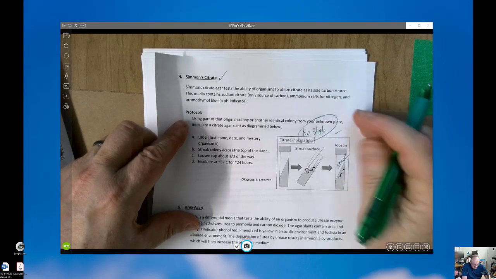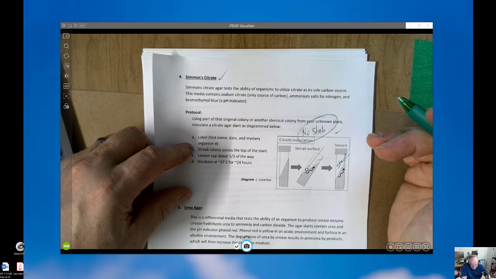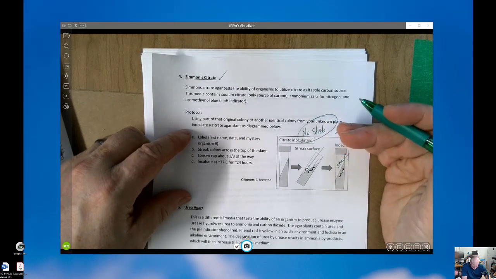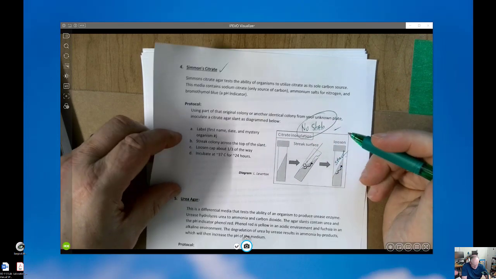Simmons Citrate. So if I were to stop and ask, okay, here's a question: do you stab a Simmons Citrate, or do you stab a triple sugar iron? You stab a triple sugar iron.